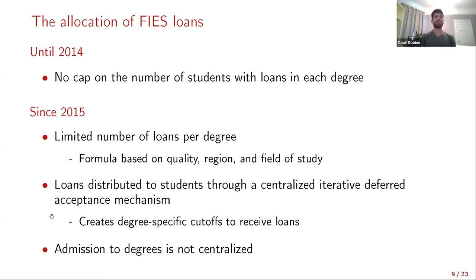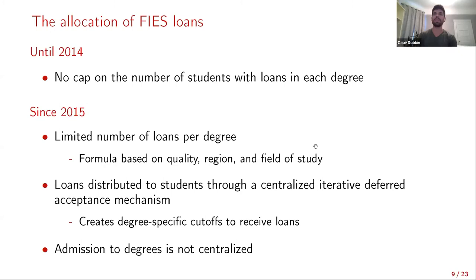And a final thing to make clear, because I think people always get confused here, is that this has nothing to do with admission. For most degrees in the private sector, admission is kind of free, anyone can get in. This is all about who could get a loan. If you didn't get a loan here, you could still apply to the university and you probably would still be accepted. This is just the way the government was allocating the loans to students. That has nothing to do with admission.